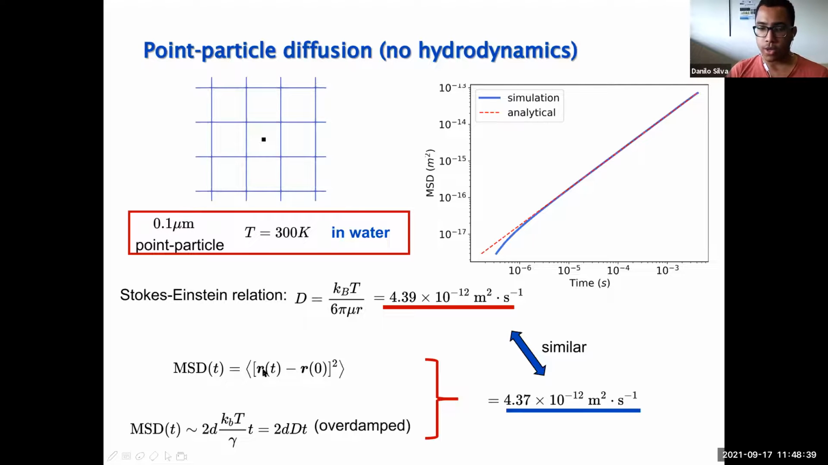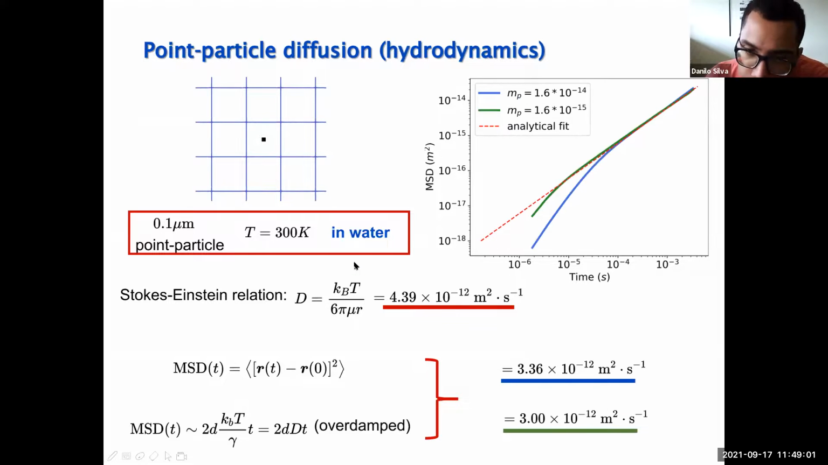And then if we measure the mean square displacement and plot it against time, from the slope of the mean square displacement we can obtain the diffusion coefficient. We can see we're able to recover very, very close values to the diffusion coefficient expected in the case with no hydrodynamic interactions.